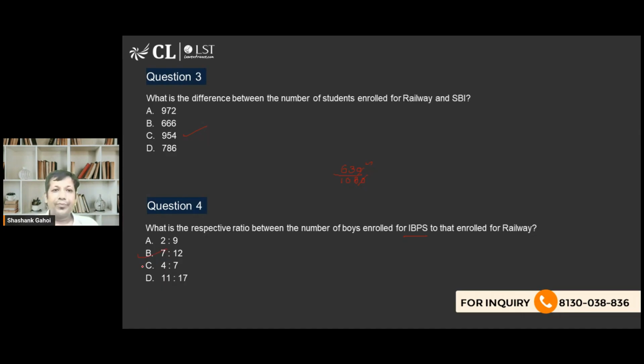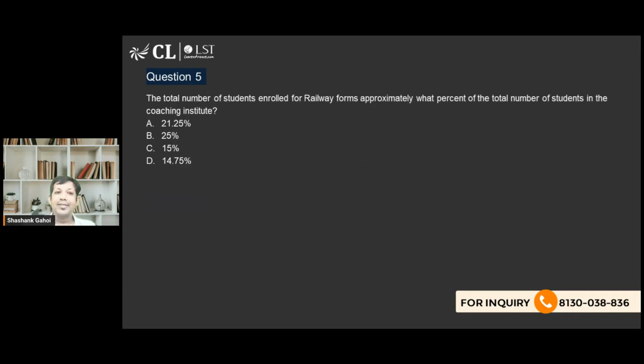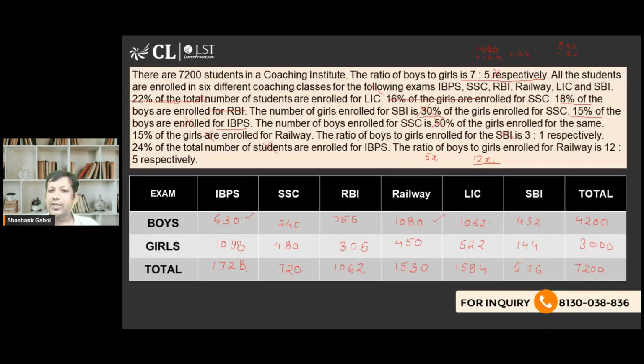Now let's see one more question. The total number of students enrolled for railway form approximately what percent of the total number of students of a coaching institute? So railways, what percent of total? Now try to understand. If you remember, the question said that LIC is 22%. And this value is very close to 22%, but lesser than this. So my answer should be a little less than 22%.